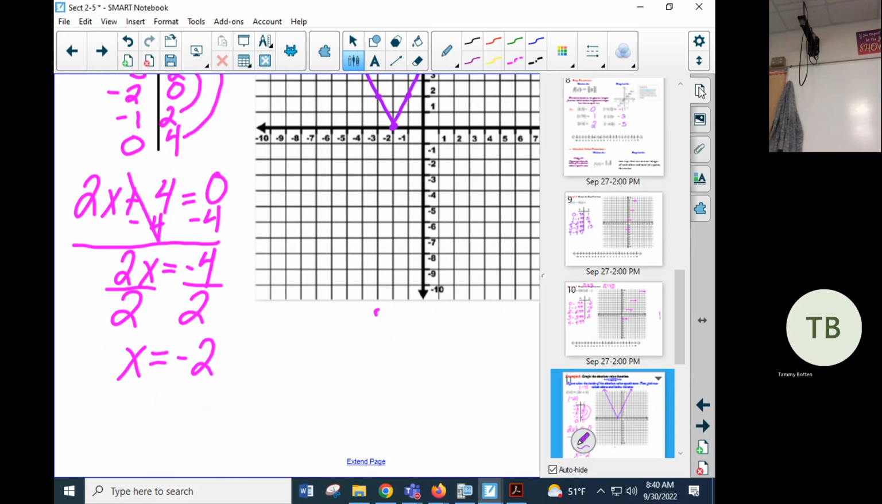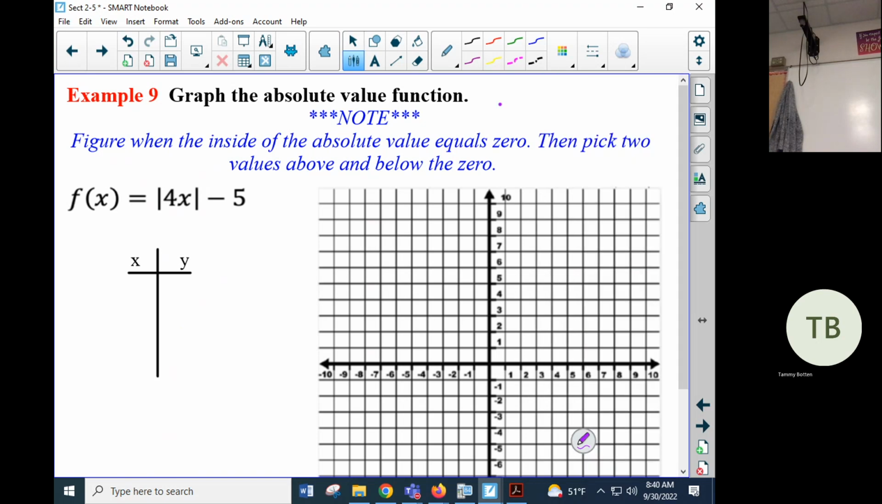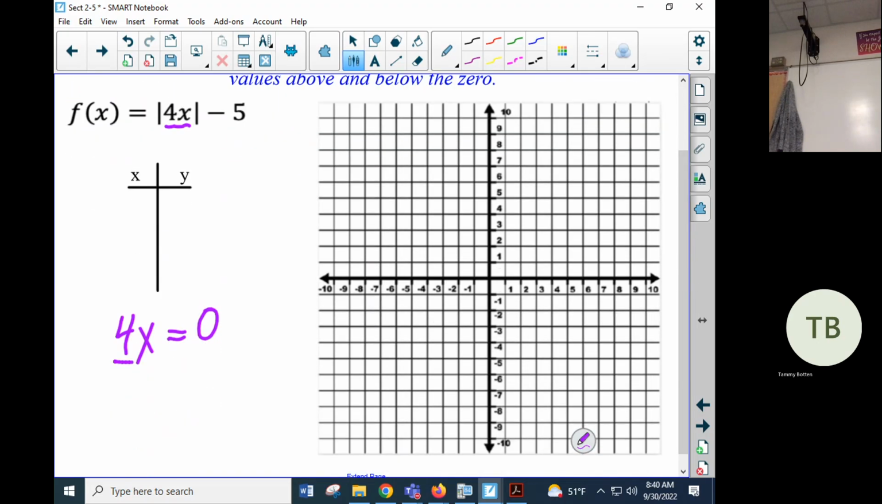Okay, so now let's look at here. So again, how you decide what point to put in the middle of your graph is you set whatever is in the absolute value equal to 0 and solve it. So for this, if you divide by 4, 0 divided by anything is 0. So that means 0 should be here. I'm going to go -1 and -2 less, my 2 less than that, and 1 and 2 are my ones that are bigger than that. And then you just go ahead and put your numbers in here.